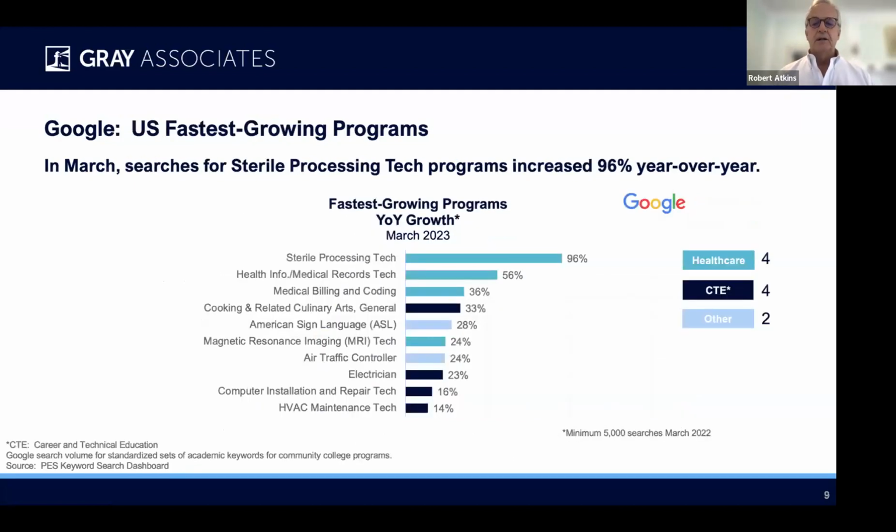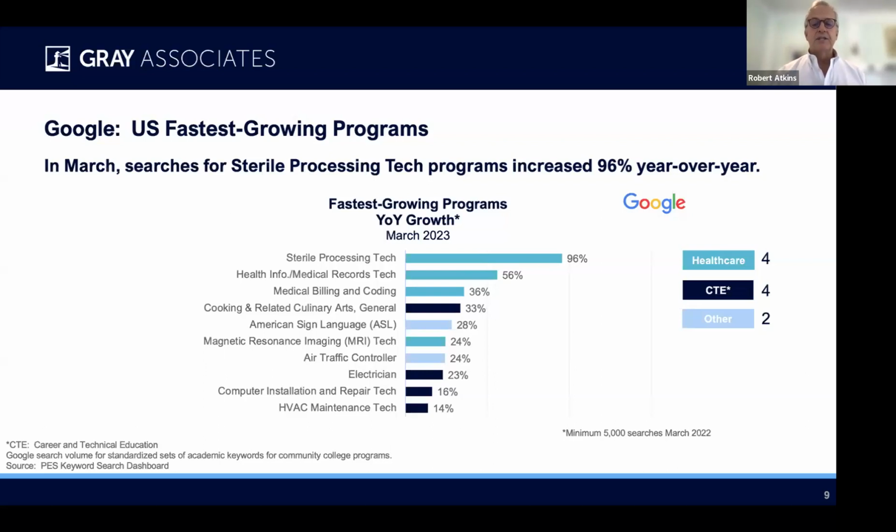What's really hot out there? Well, sterile processing tech, for some reason, is leading the pack right now in terms of student interest, probably because it's a relatively short program and has an obvious linkage to the job market, and also for people who want to work in a hospital environment. So demand for that program is up 96%.